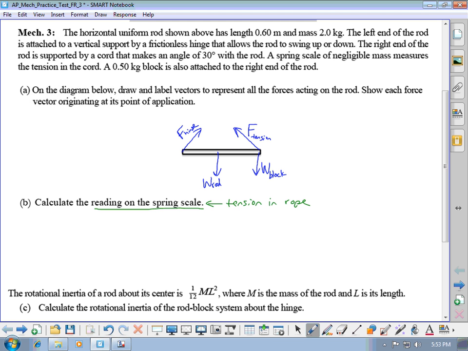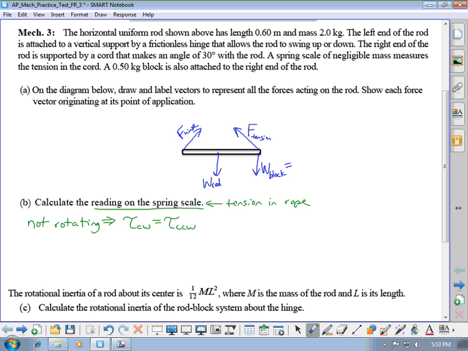So looking at this, the rod is not rotating. If it's not rotating, this means that the clockwise torques are going to equal the counterclockwise torques. The net torque is 0 if it's not rotating. We can calculate the weight of this block.